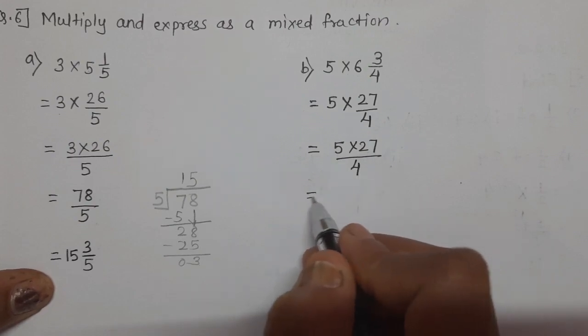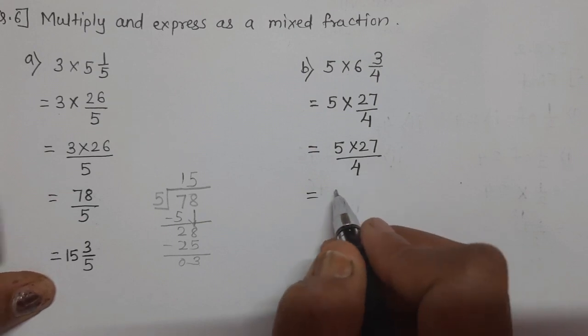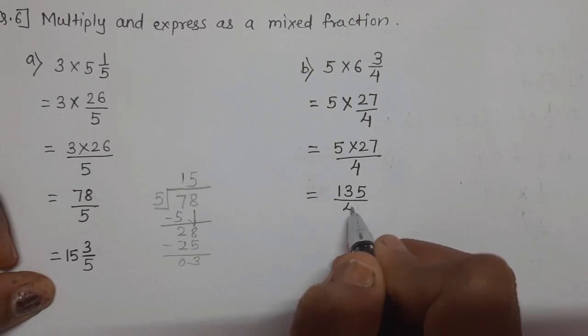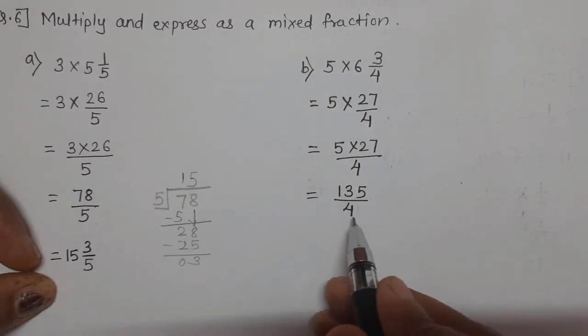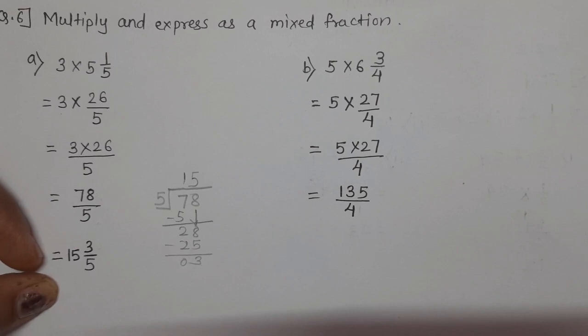Okay, so what we will do? 5 into 27. 27 5s are 135. 135 upon 4. Okay, now 135 upon 4. Now which type of fraction did we get? We got an improper fraction. So let's convert it into a mixed fraction.